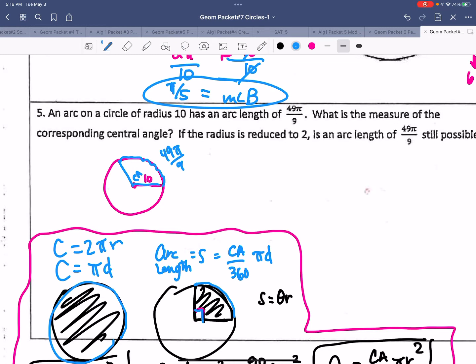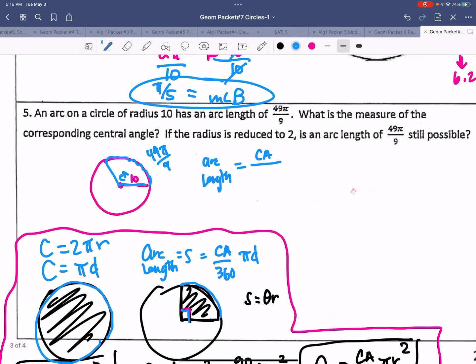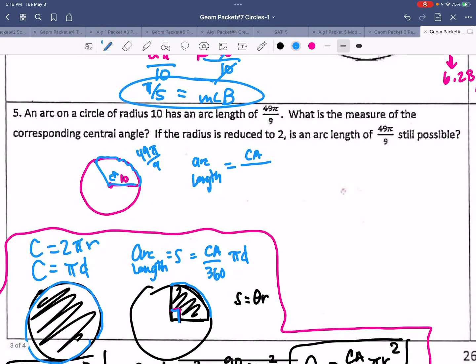So we know that our arc length is equal to the central angle over 360 times pi, radius squared, which is 100. And we know the arc length is 49 pi over 9. Notice we can solve for that central angle.